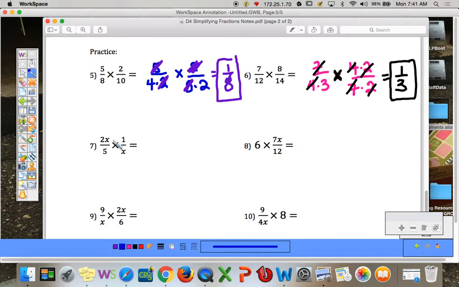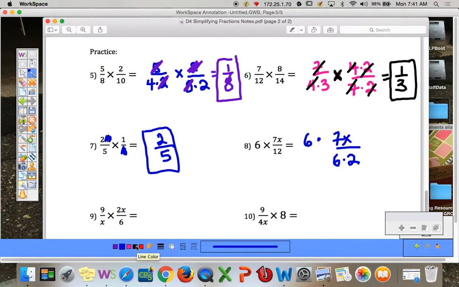How about this one right here? We have an x on the top and an x on the bottom. And then you multiply straight across. 2 times 1 is 2. 5 times 1 is 5. So this is 2/5. But this one's 6 times 7x over 12, which is the same as 6 times 2. So I can cancel 6 from top and bottom, and I get 7x over 2.